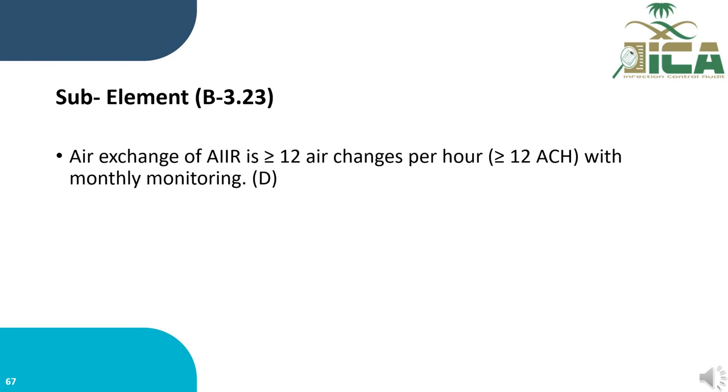B3.23, air exchange of airborne infection isolation room is equal to or more than 12 air changes per hour with monthly monitoring. For this we need documentation so we can review and evaluate this sub-element.